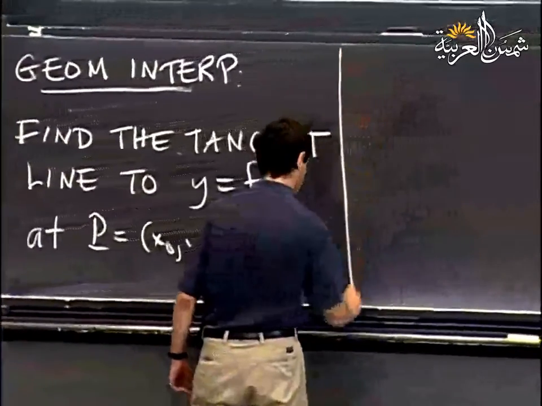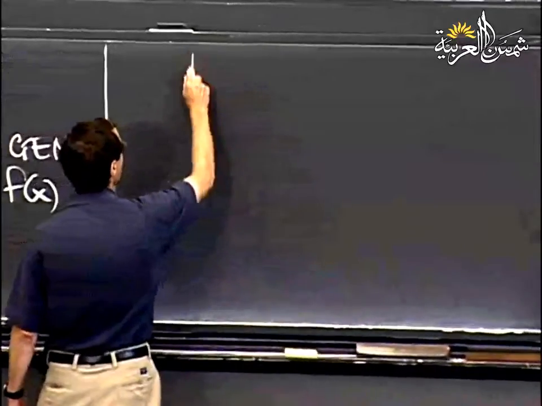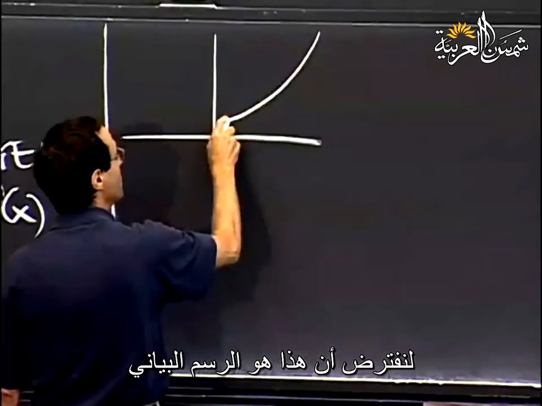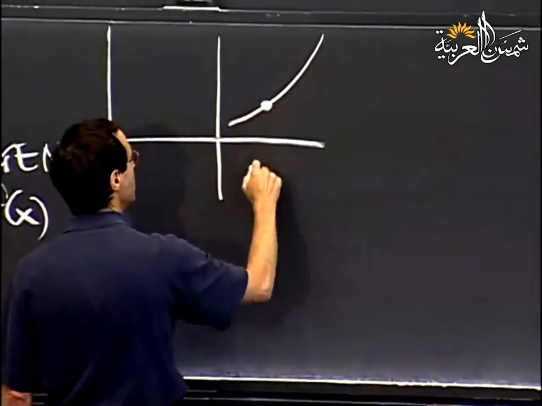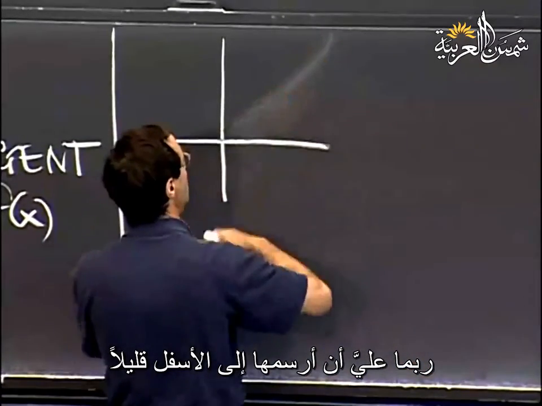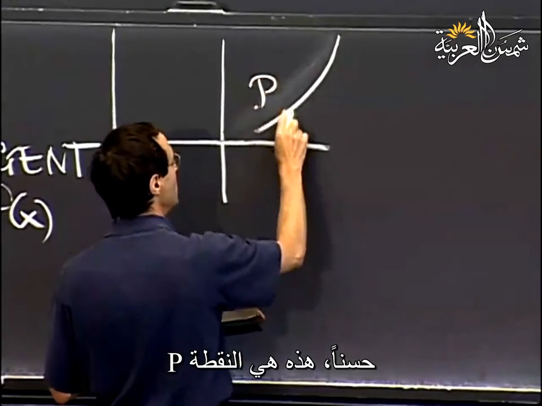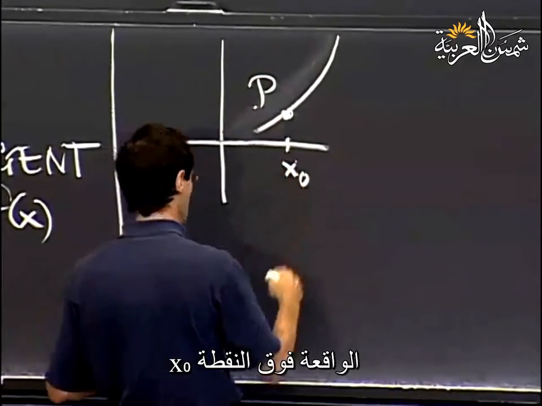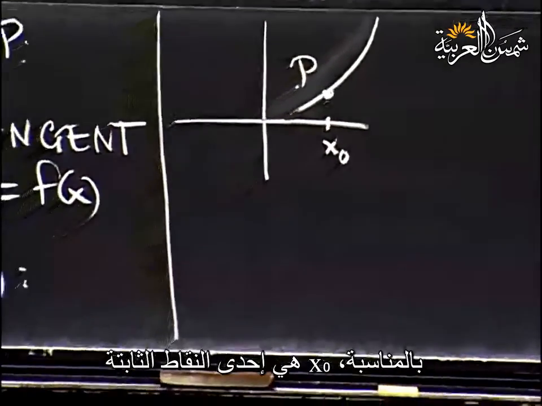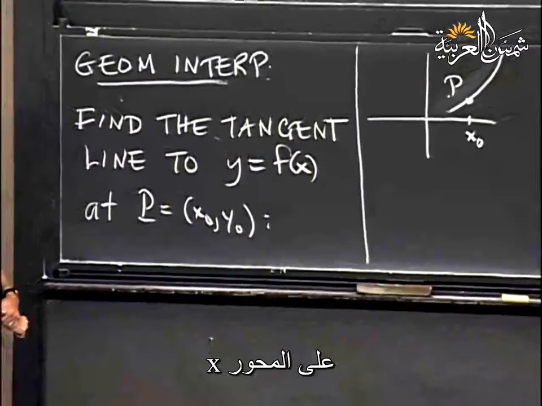Well, let's graph the function. So let's say here's its graph, and here's some point. All right. Maybe I should draw it just a bit lower. All right, so here's a point P. Maybe it's above the point x0. x0, by the way, this was supposed to be an x0. That was some fixed place on the x-axis.